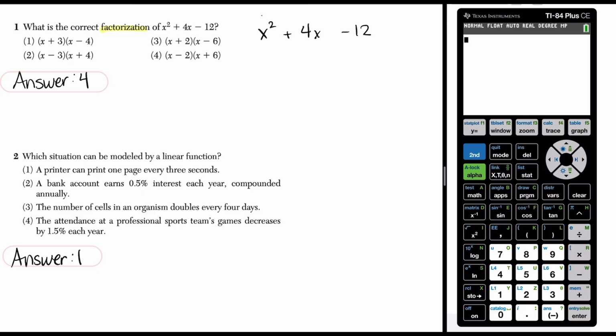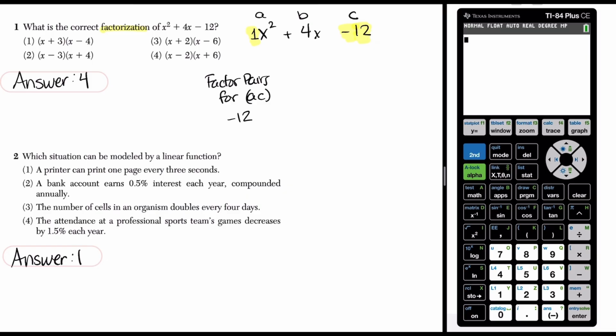And I want you to think of these terms as A, B, and C. What we're going to do is figure out the factor pairs for the product of A and C. So we multiply those two together. So here's our C, and even though we don't see a number in front of this X, there will be a 1. So what will be the product of 1 and negative 12? It would be negative 12.